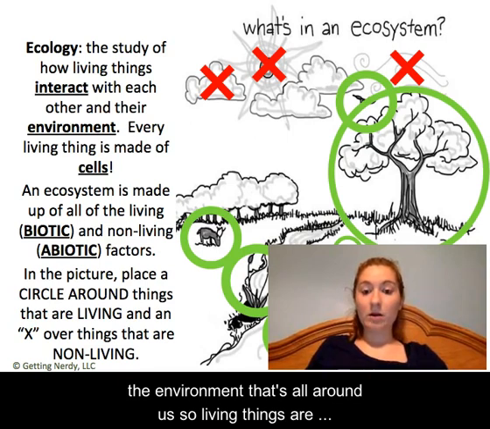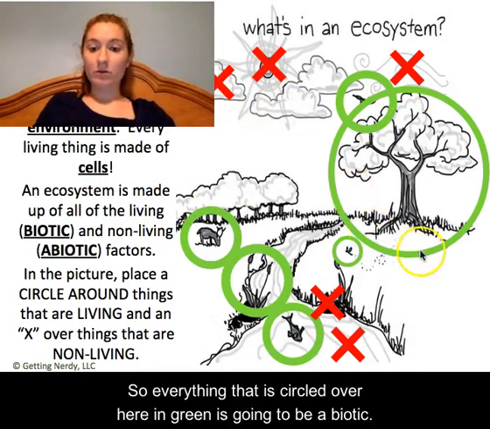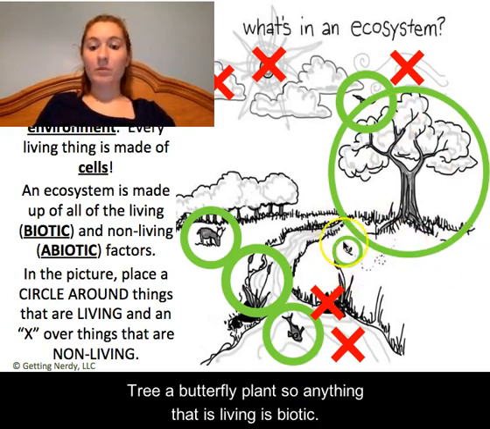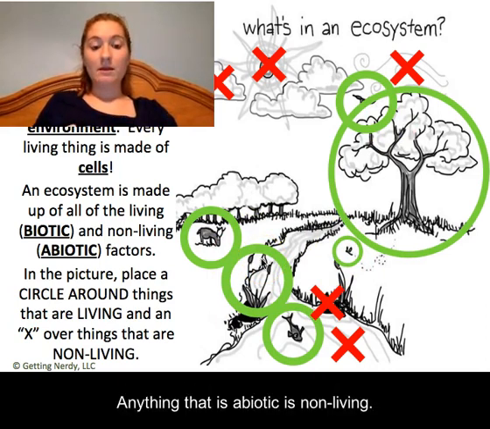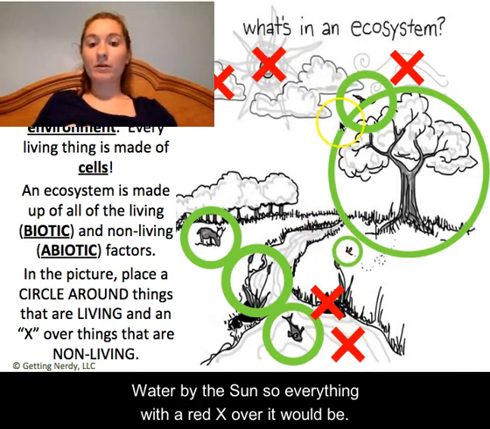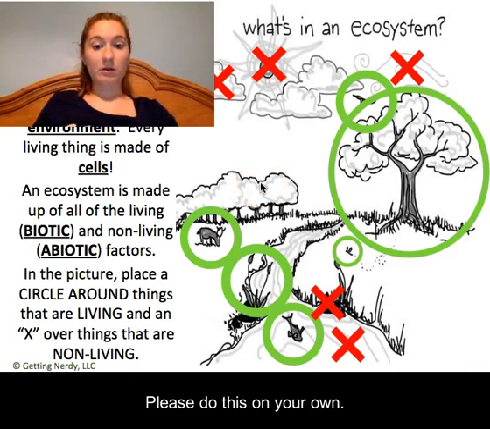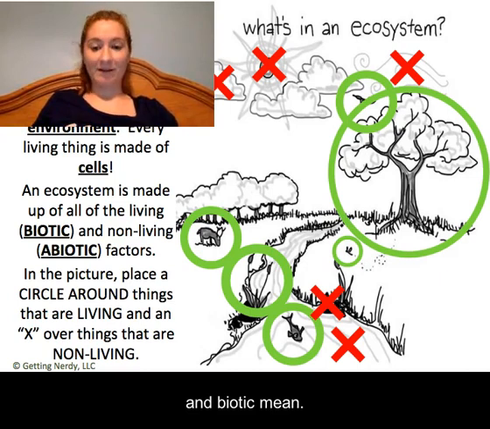Living things are called biotic factors. So everything that is circled over here in green is going to be a biotic factor, like a tree, a butterfly, a plant. Anything that is living is biotic. Anything that is abiotic is non-living, so that would be the clouds, or the water, or the sun. Everything with a red X over it would be abiotic. Please do this on your own paper so you remember what abiotic and biotic means.